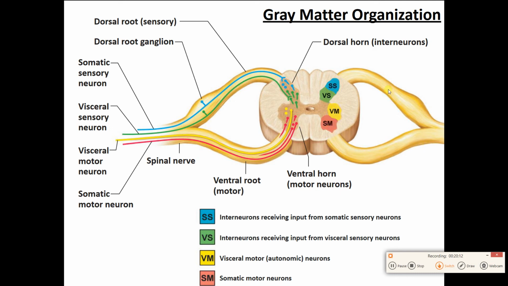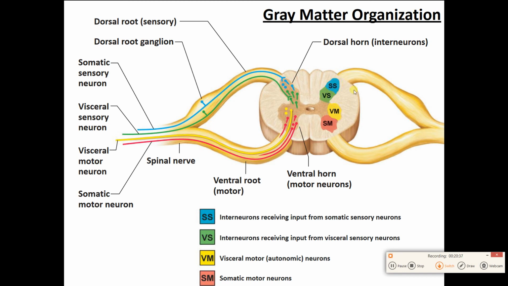So dorsal horn, sensory coming in, sensory afferent dorsal. How's this class make you feel? Sad. Sensory afferent dorsal. Lateral and ventral horns are both motor. Now, there's also these other letters. The S here and the V here are standing for somatic and visceral.